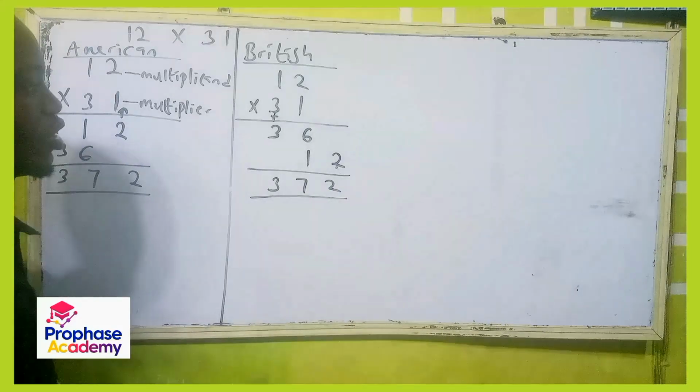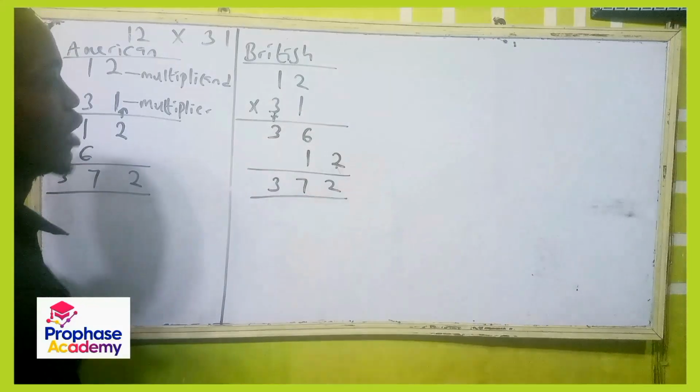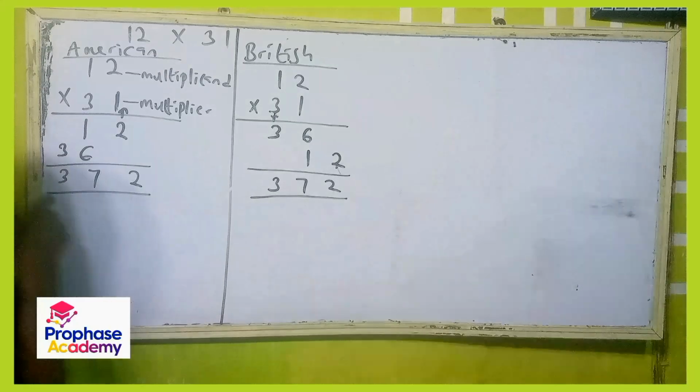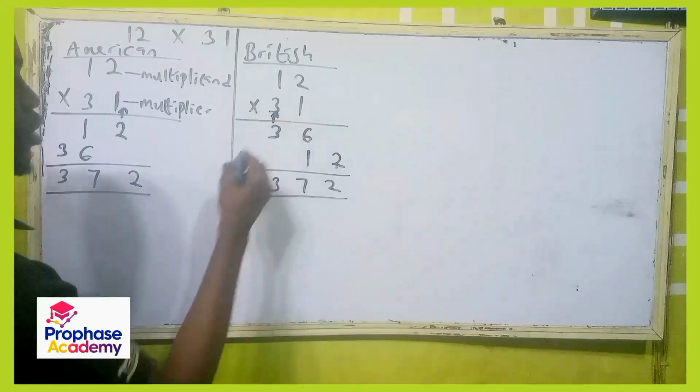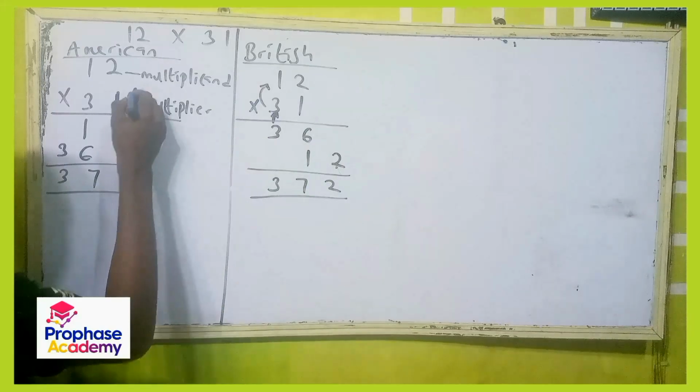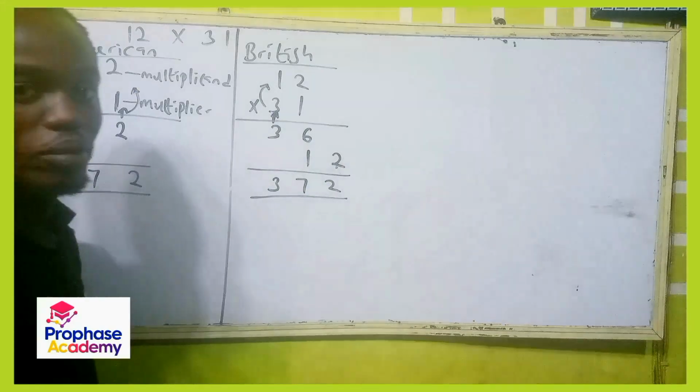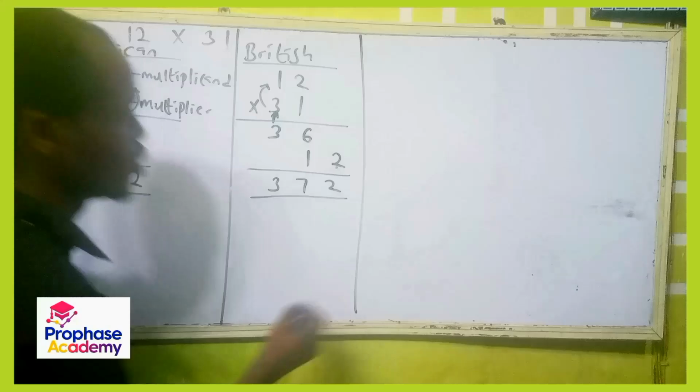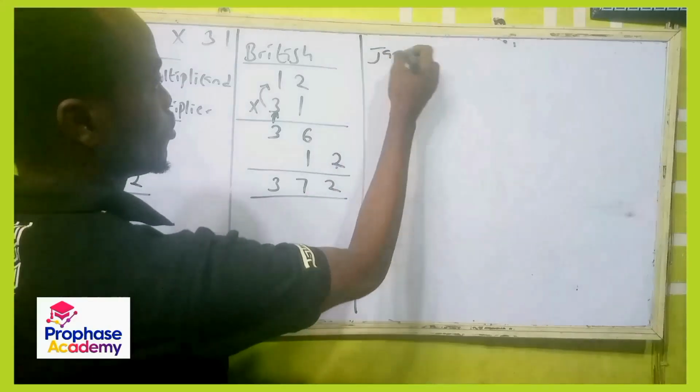So the difference is what? The British method goes towards the right. The American method goes towards the left. And here we start from the left hand side to multiply the values. Then here we start from the right hand side to multiply the values. So we get the same answer. Then the next method is the Japanese method.